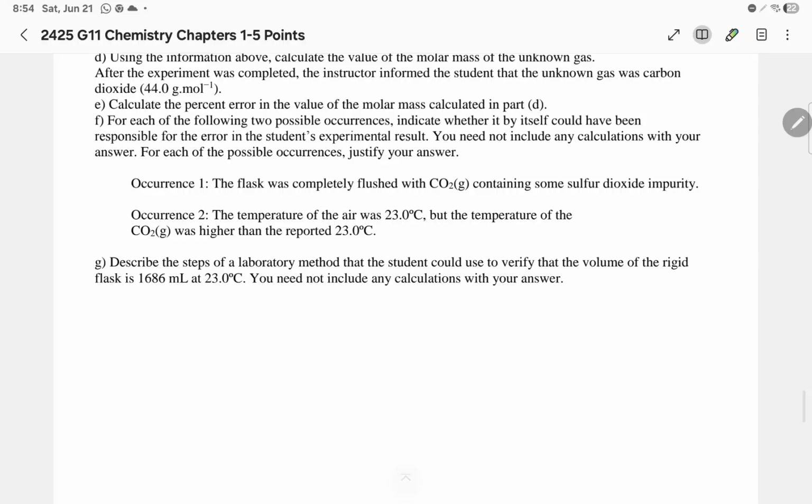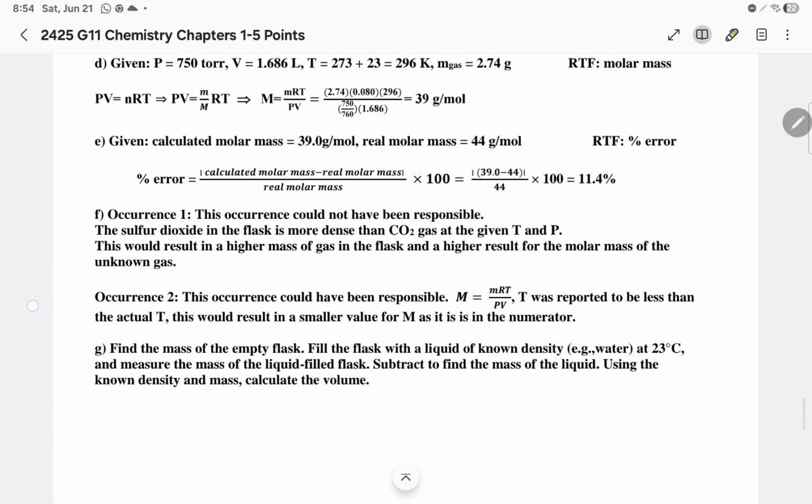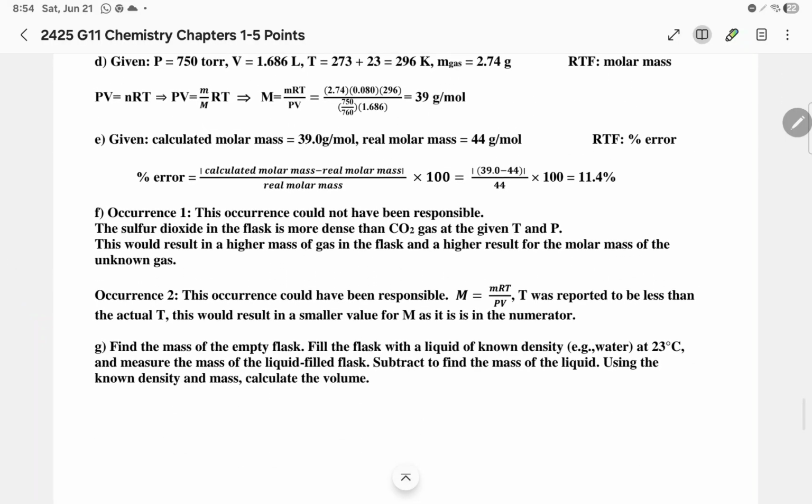For each of the following two possible occurrences, indicate whether it by itself could have been responsible for the error in the student's experimental result. You do not need to include any calculations with your answer. For each possible occurrence, justify your answer. The flask was completely flushed with CO2 containing some sulfur dioxide impurity. Now, this occurrence could not have been responsible because sulfur dioxide is more dense than CO2, so it would have given a higher mass, not a lower mass of the unknown gas.